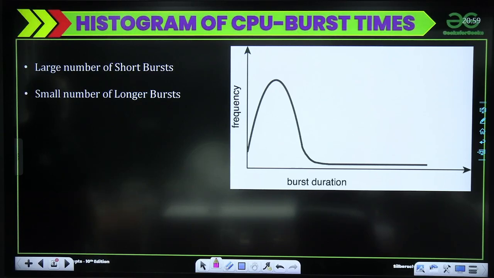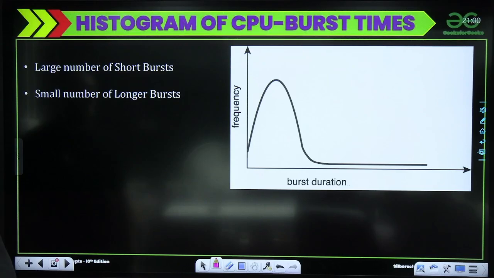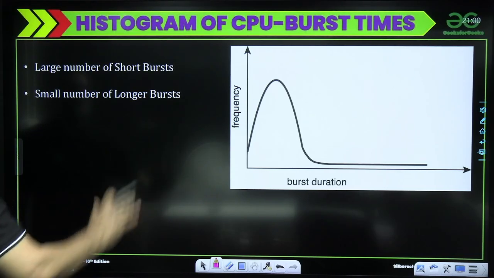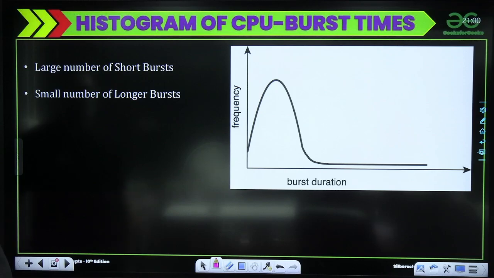If I have a large number of short bursts and a small number of long bursts, this is how the histogram would look, with the burst duration on the x-axis and the frequency of the burst on the y-axis. Short durations have a large number of short bursts and a small number of long bursts.